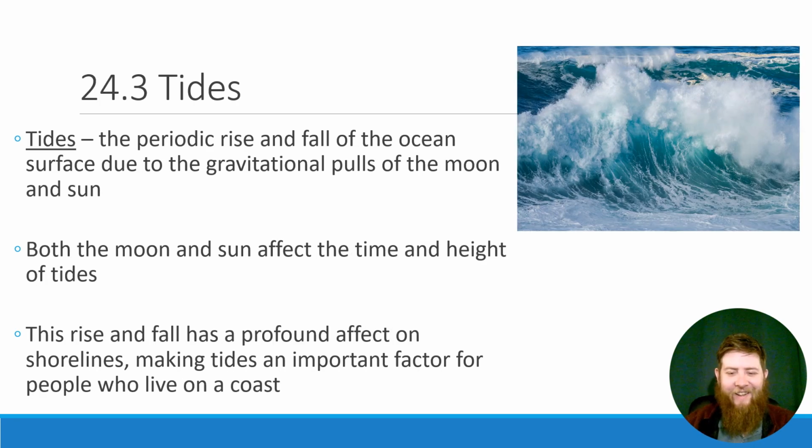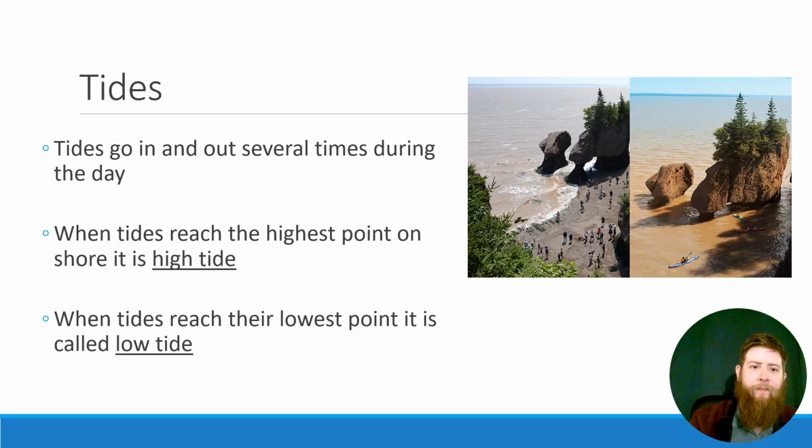The last thing we're going to talk about in this chapter is tides. Tides are the periodic rise and fall of the ocean due to gravitational pulls of the moon and sun. We talked about waves here. Waves are normally caused by wind, but the tides, that up and down of the water, is caused by the moon and sun. Both the moon and sun affect the time and height of the tides, and this has a really profound effect on people who live on shorelines. If you live on the shoreline of some ocean, you are probably pretty well aware of when the tides are going in and out, and what that means for you.